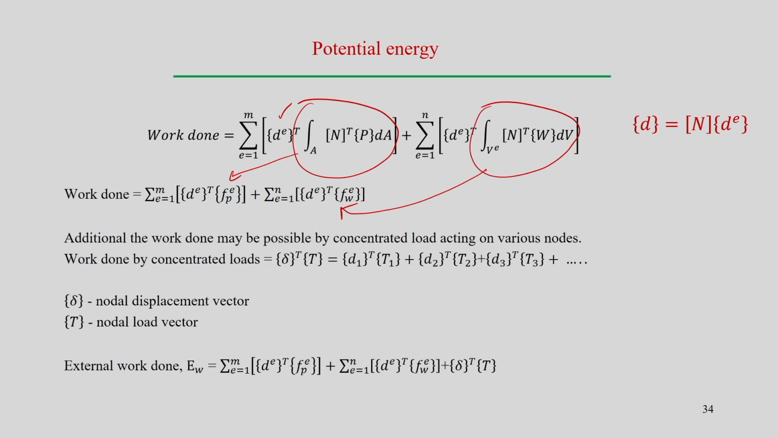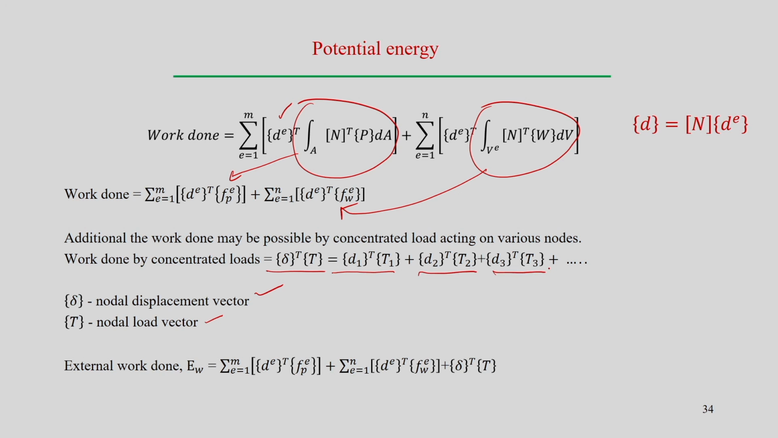So, when there is a concentrated load, the total work done by the concentrated load can be written like that. Delta is the nodal displacement vector, and T is the nodal load vector. Basically, displacement d1 and load t1 are defined exactly on one particular node. So d1 is the displacement on that node, and the concentrated load t1 is acting on this particular node. Similarly d2 t2, d3 t3.